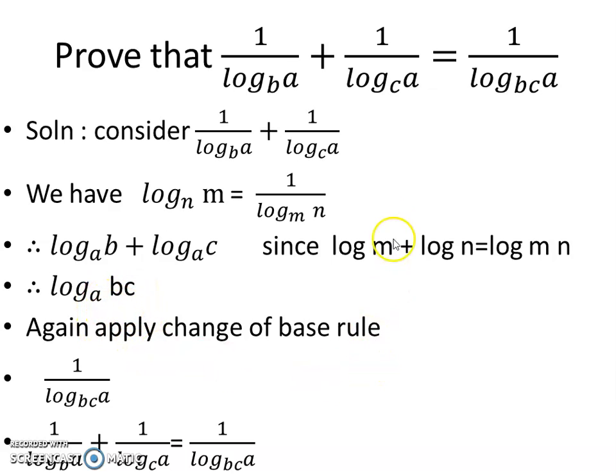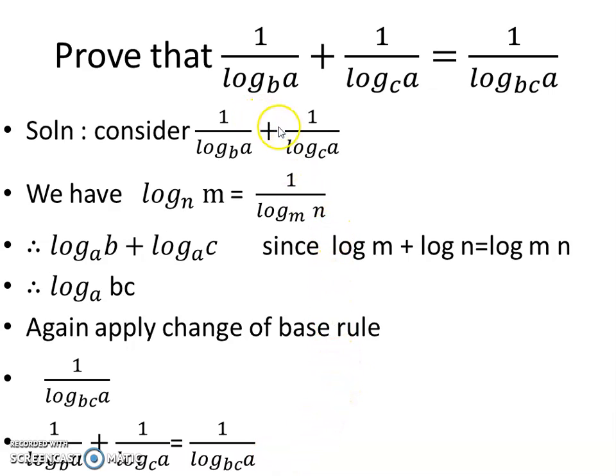Again we apply the change of base rule, that means the same. We have the m and n format. M is equal to bc, n is equal to a. So we can write 1 upon log n to the base m. So we derive 1 upon log a to the base bc. Here we derive the right hand side is exactly 1 upon log a to the base bc. Therefore LHS is equal to RHS. 1 upon log a to the base b plus 1 upon log a to the base c is equal to 1 upon log a to the base bc.